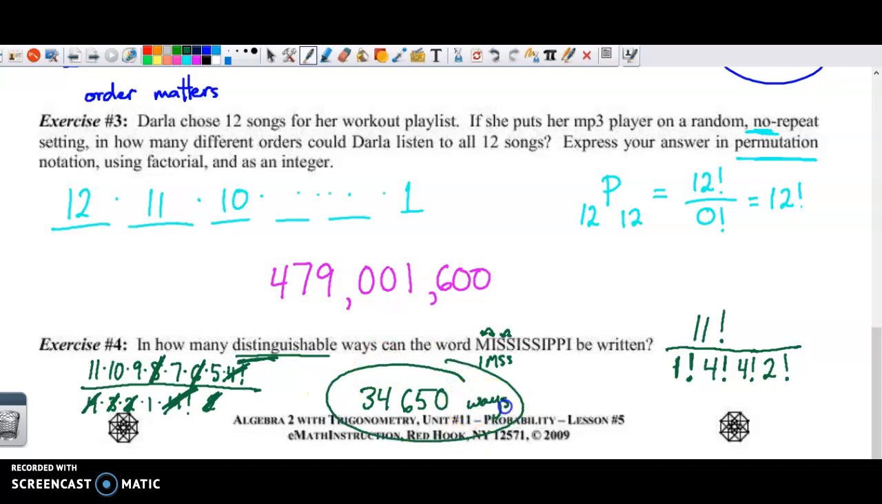Distinguishable ways. Because if you just wanted to rearrange the letters, it would just be 11 factorial, but you might get repeats in there. That's why that's a big deal.